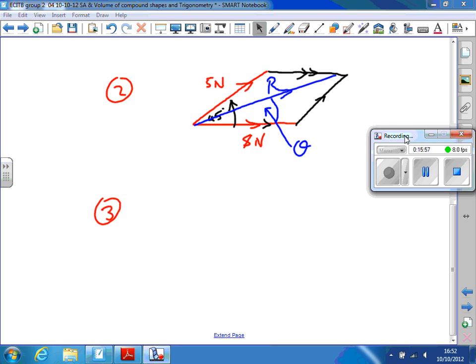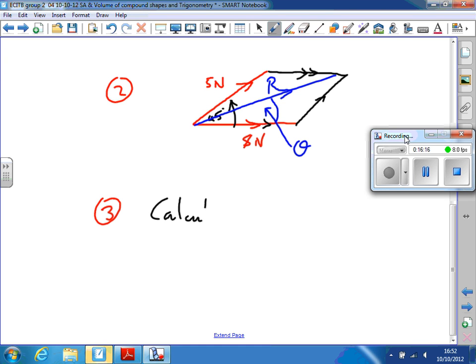Of course, there's a third method, and I want to focus on that, and that is to calculate it by resolving each force into its horizontal and vertical components and then adding them together. So the third method is the one that I want to look at.